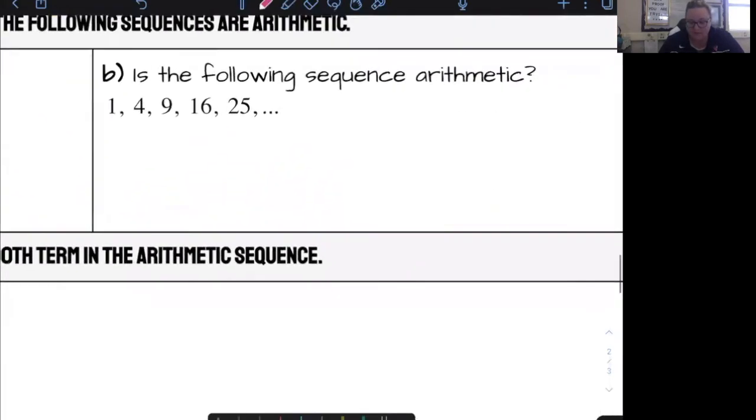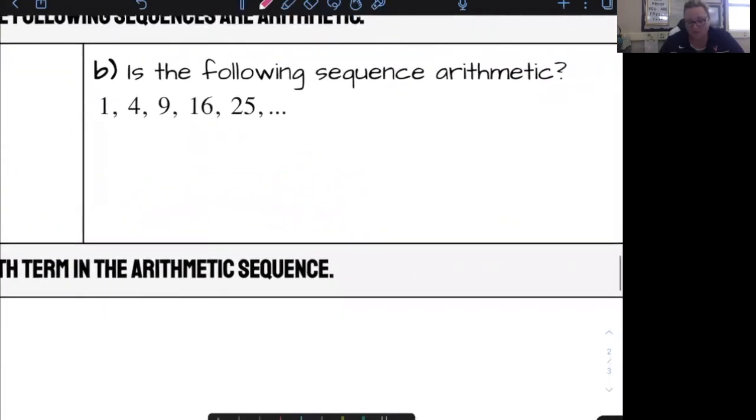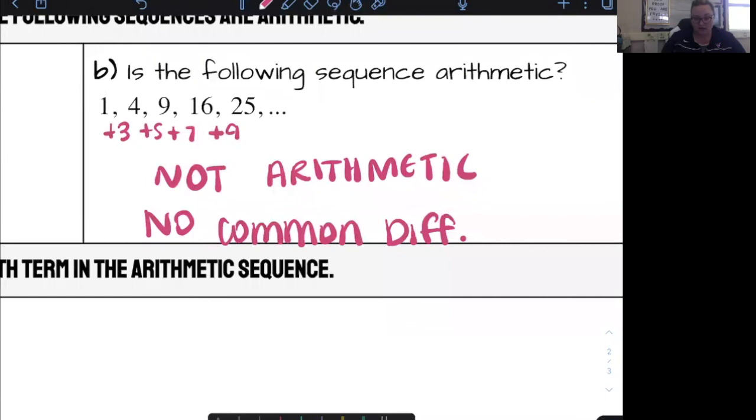Okay. Is the following sequence arithmetic? 1, 4, 9, 16, 25. You tell me, is this an arithmetic sequence or not? And how do you know? So this is not an arithmetic sequence because there is no common difference. To get from one term to the next, the difference changes every time.